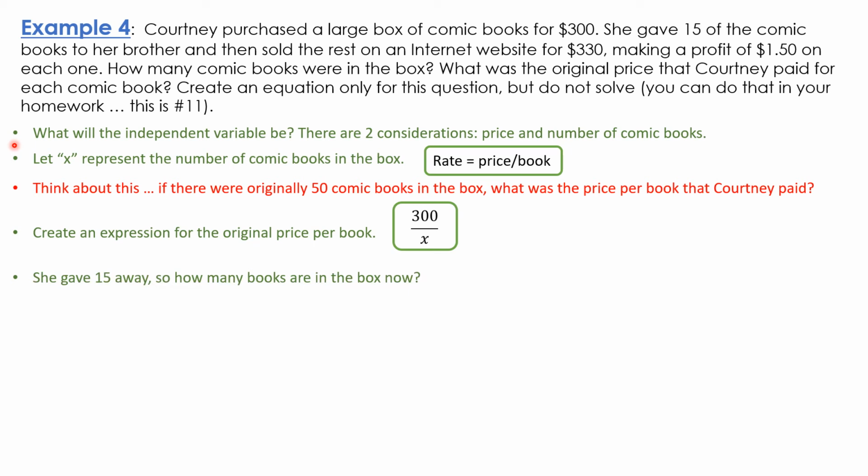So she gave 15 away. So how many books are in the box now? Just how many books are in the box if she gave 15 away? X minus 15.